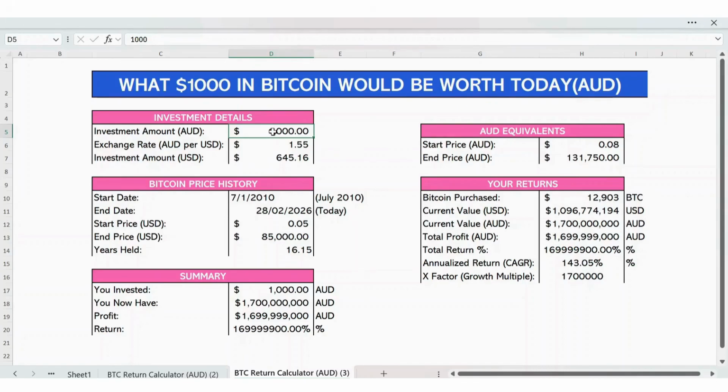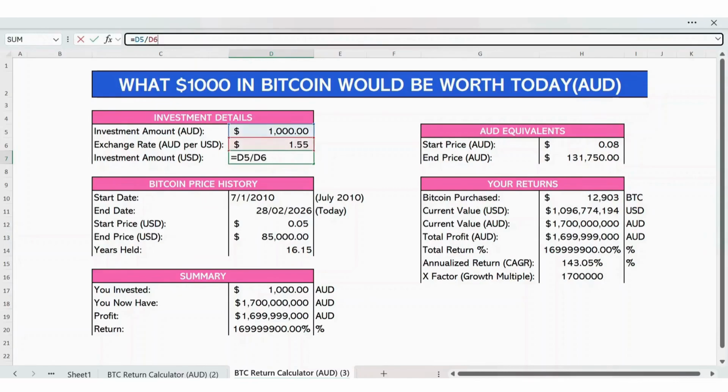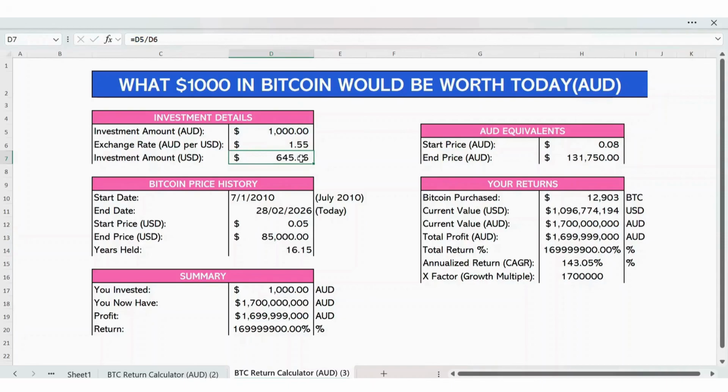Let's start at the top. This calculator is built for Australian dollars. Here in cell D5, I've entered 1,000 Australian dollars. That's our hypothetical investment. Cell D6 shows the exchange rate, 1.55 AUD per USD. This converts our Australian money to US dollars since Bitcoin is priced in USD globally. And cell D7 does that conversion. D5 divided by D6, giving us 645 USD to invest.